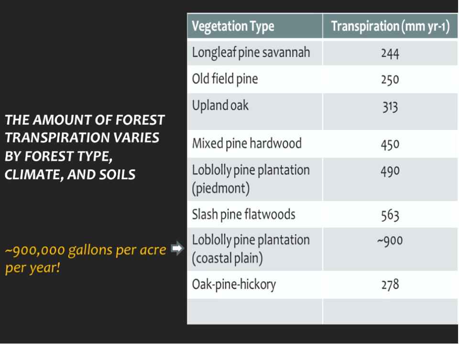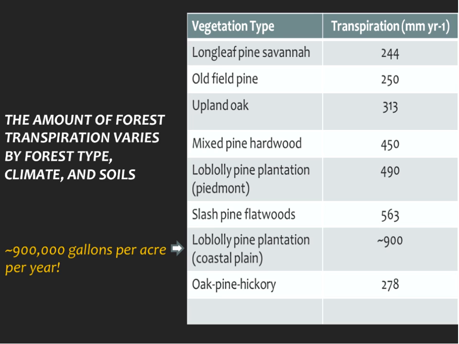So the amount of forest transpiration varies by forest type and is influenced by the climate and soils where they grow. In this case, the box on the right-hand side shows a range of about 244 millimeters per year of transpiration in a longleaf pine savanna, upwards to about 900 millimeters per year in a loblolly pine coastal plain forest sitting in essentially a bathtub of water. So, very large differences in the amount of water that is used by these different forest types.